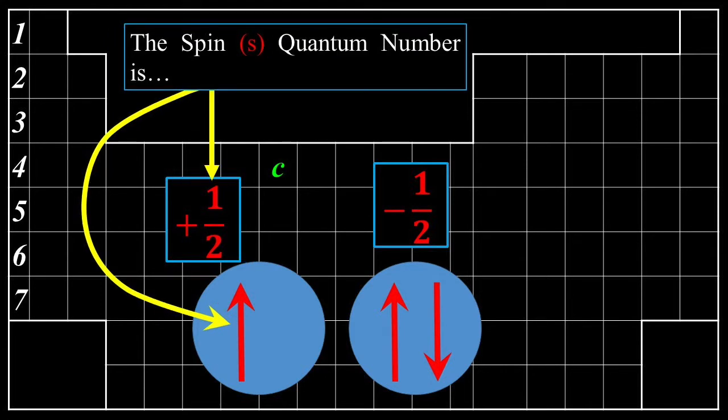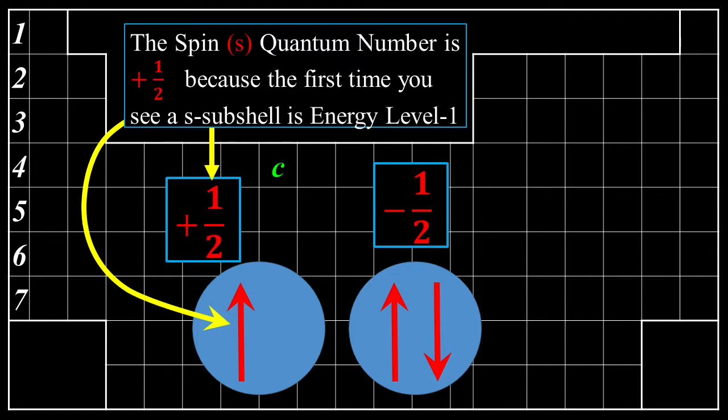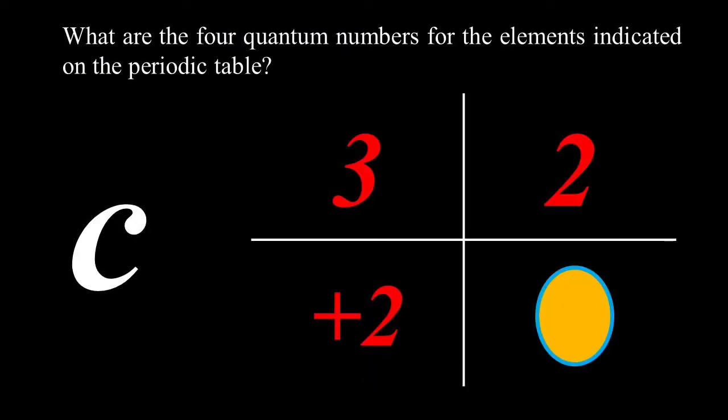Okay, finishing up now. And now we're going to start to do them very quickly. Okay, 3, 2, plus 2, and plus 1/2. All right. Now, what we're going to do now is we're going to start with D, and we're going to go straight to J very quickly.